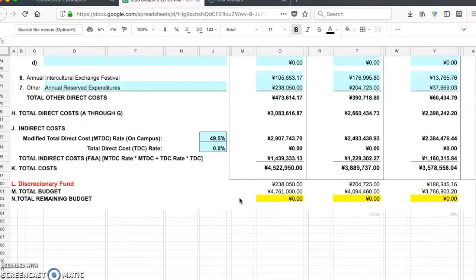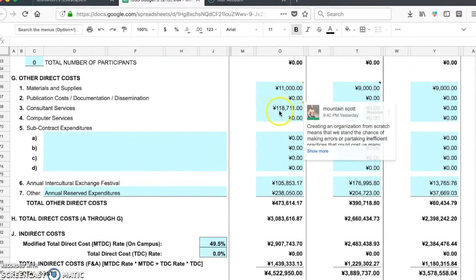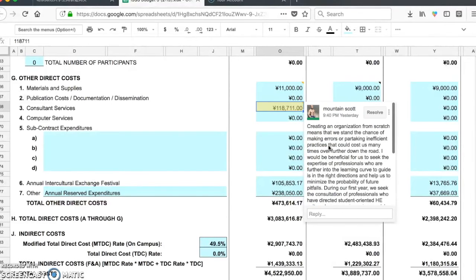All right, so we get down to our annual reserve. Oh, this is a big cost here. I need to mention that. So the consultant services. In our first year, we don't want to run into problems from not properly anticipating hurdles that could arise that we can avoid just by learning from people who've had similar experiences creating an organization or running a student support services organization. So we're going to want consultation from outside services, from professionals who've had a background working in student services.